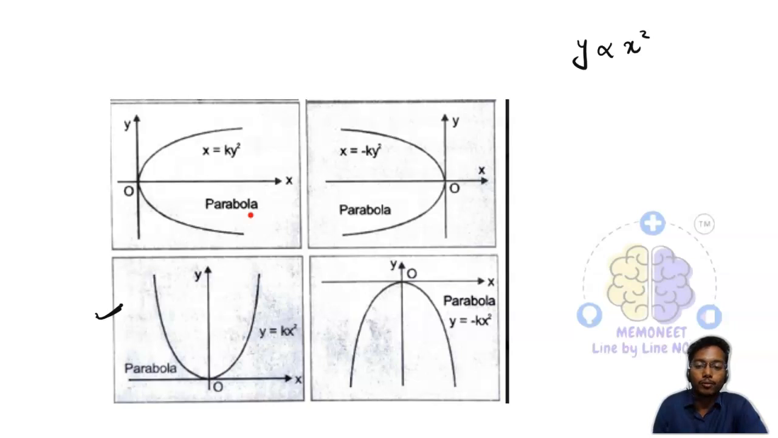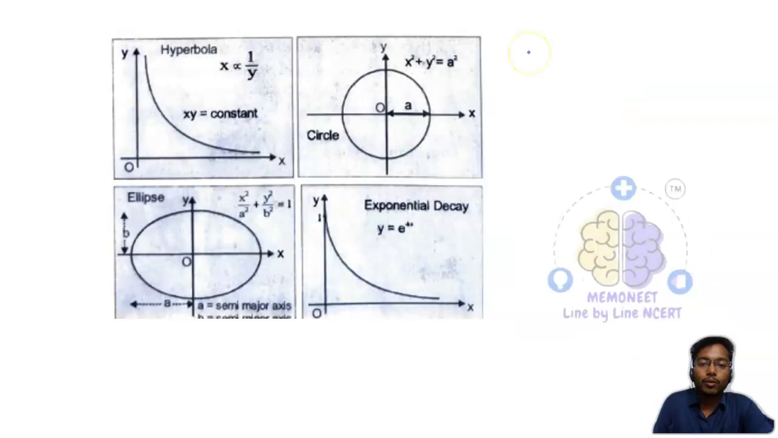Okay, and if we put negative, the graph will be just opposite of that. And when we write that x is directly proportional to y square, the graph will be this, and when we put the negative sign, the graph will change. Like this way, we have hyperbola, that is x is inversely proportional to y. The graph will be like this way.